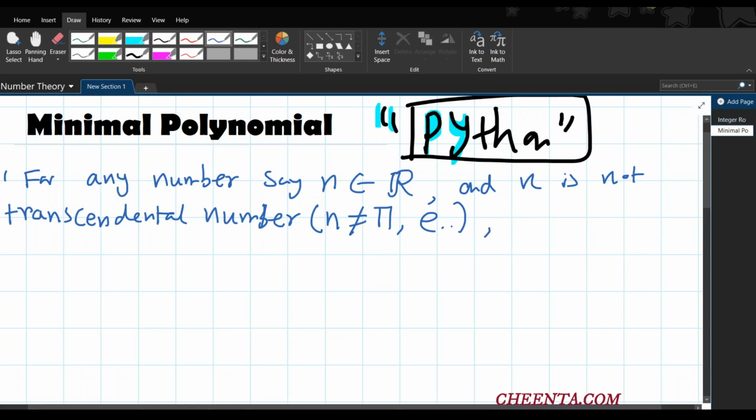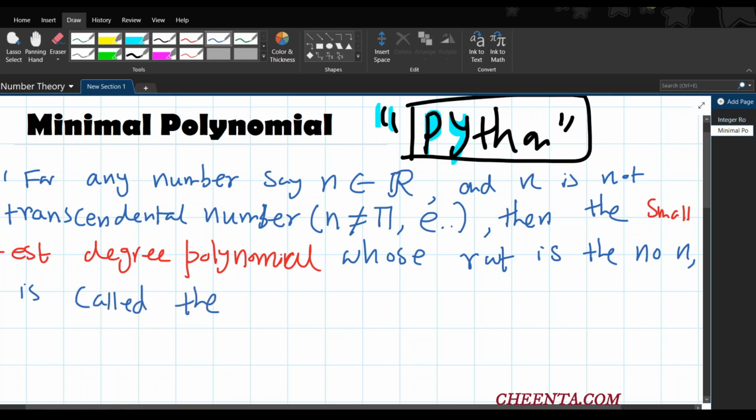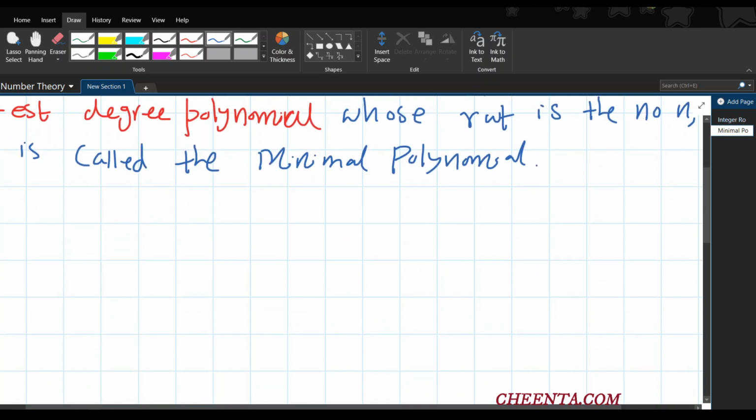then, let me write it down in a different color, the smallest degree polynomial, the smallest degree polynomial whose root is the number n is called the minimal polynomial. Okay, so let me give an example so that the idea is clear.